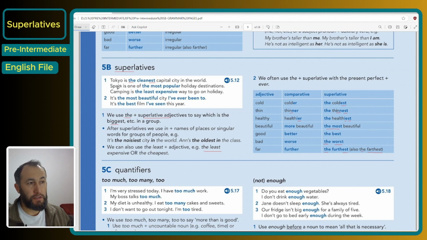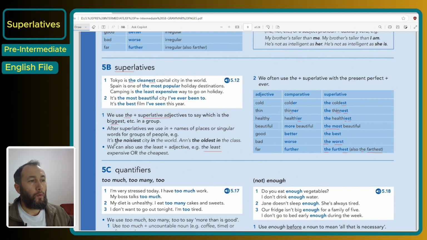We have got the examples here. Spain is one of the most popular holiday destinations. So the most popular. There are some destinations, the most, a lot of tourists they go there. So Spain is one of them. So popular, 3 syllables. Because it's a long adjective, we use the most. Camping is the least expensive. The opposite of the most, we can also say the least. Because expensive is 3 syllables, yeah?